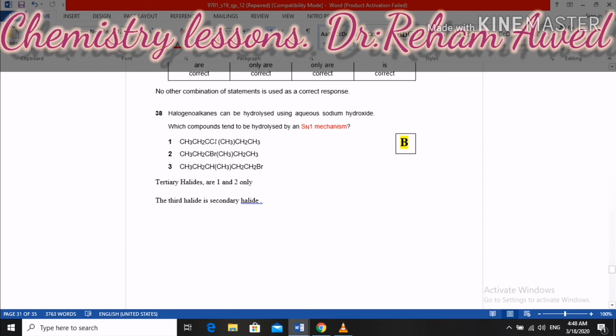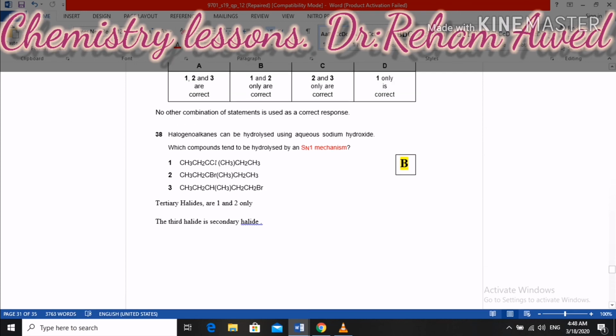You can see that the first compound has a tertiary carbon atom attached to the other substituents. So we have a tertiary carbon atom. In 2, we also have a tertiary carbon atom, a carbon atom with no hydrogen. But in the third choice, we have a secondary carbon atom. So the third halide is wrong.